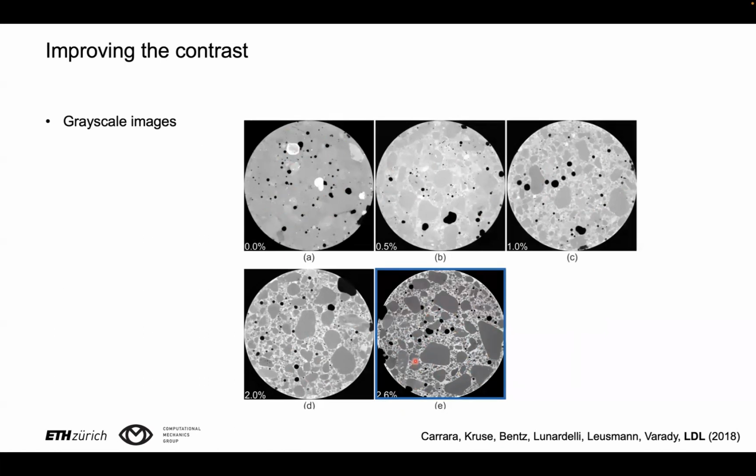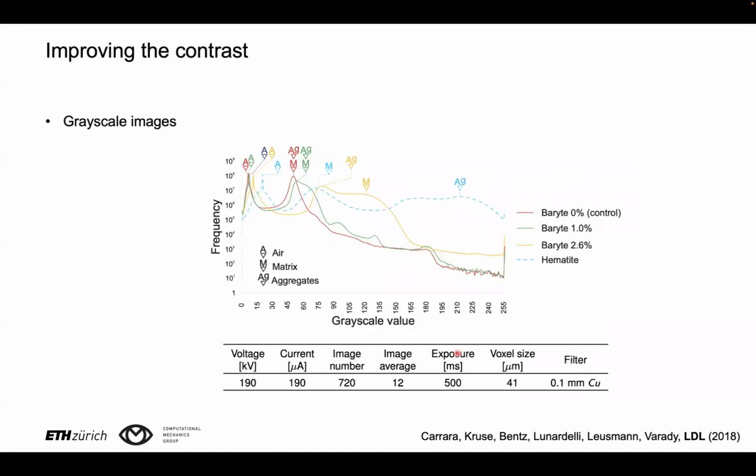And you can already, with naked eye, see that while in this image, it's basically impossible to distinguish the aggregates from the cement paste. In the last figure, it's very easy to distinguish, thanks to the addition of the barite. But this is still qualitative, and quantitatively what happens? Quantitatively, what you want to do is automatic segmentation. And one simple way to do this segmentation is to use histograms, so frequency histograms versus the grayscale values.